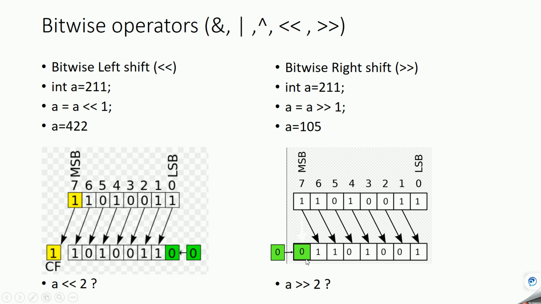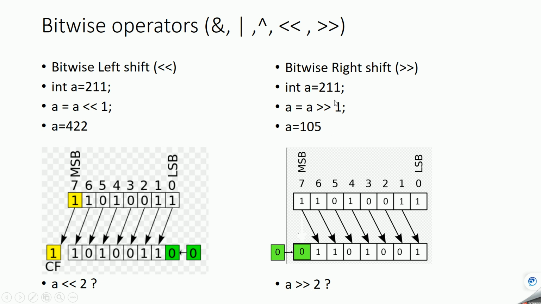So in this case, after right shifting a by 1 bit, the result will be 0 1 1 0 1 0 0 1. If you convert this binary into decimal, it will become 105. Similarly, the earlier left shifted binary value converted into decimal becomes 422.